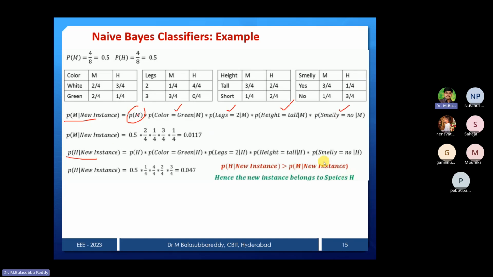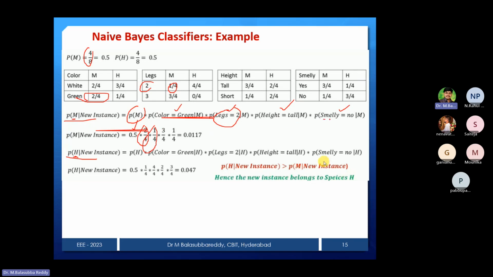Now we can write the probability of M given the new instance: color is green, legs are two, height is tall, smell is no. And simply you can see 4 by 8 is 0.8. Color with green, where species is M, is 2 by 4. And the other one: legs are 2 with M, that is 1 by 4.